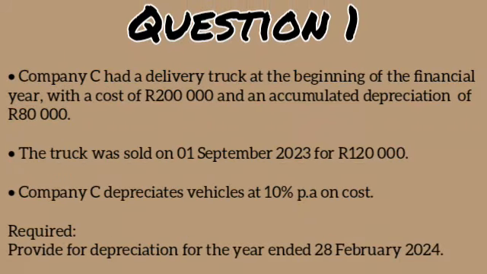Company C had a delivery truck at the beginning of the financial year with a cost of 200,000 and an accumulated depreciation of 80,000 rands. The truck was sold on 1 September 2023 for 220,000 rands. Company C depreciates vehicles at 10% per annum on cost. Provide for depreciation for the year ended 28 February 2024.